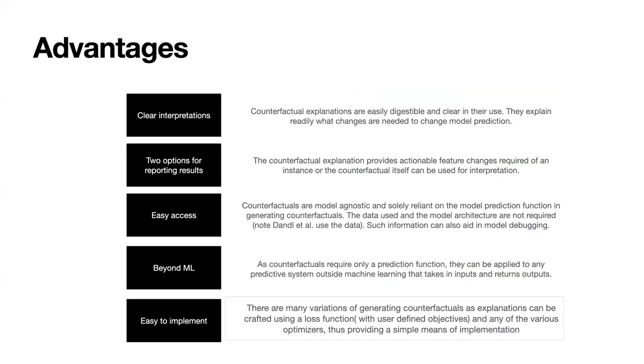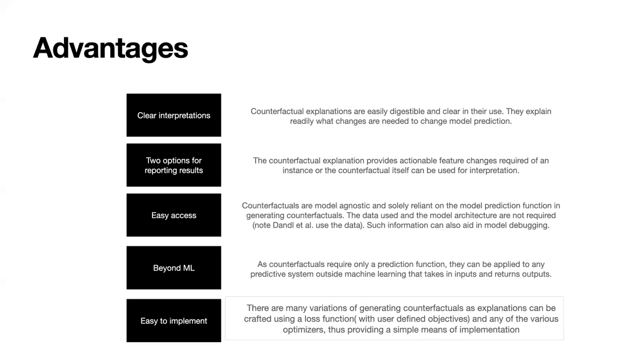So to take stock of it all, what are the advantages of counterfactuals? It has a very clear interpretation. My guess is that even if you're not familiar with machine learning, it should be fairly easy to grasp how counterfactuals intuitively work, right? There are really two options in terms of results. On the one hand, it's providing an actionable change. It's telling you what needs to change for the decision to flip. And the counterfactual itself is also an interpretation. It's telling you what the closest data point looks like for a changed label.